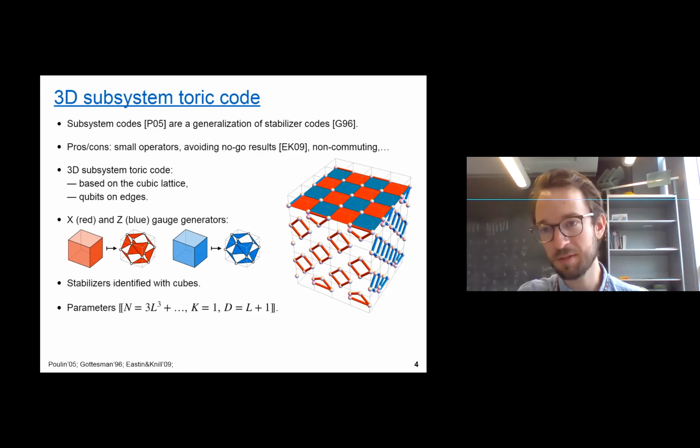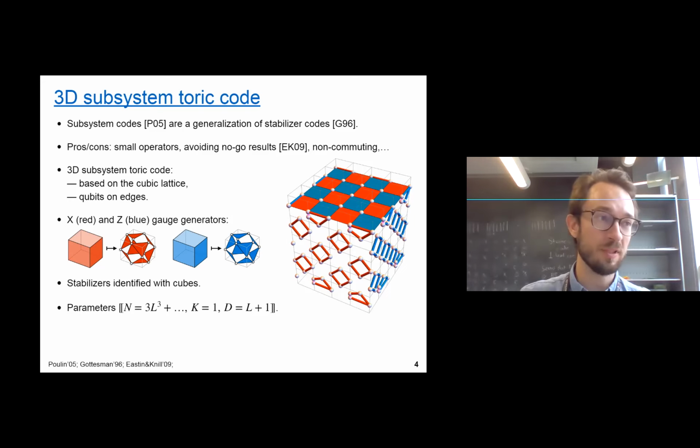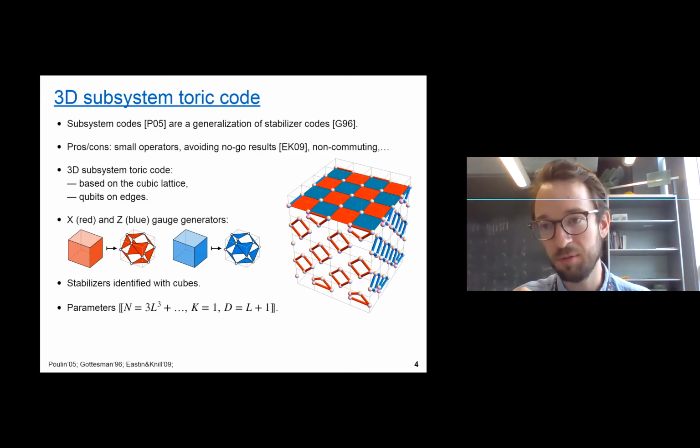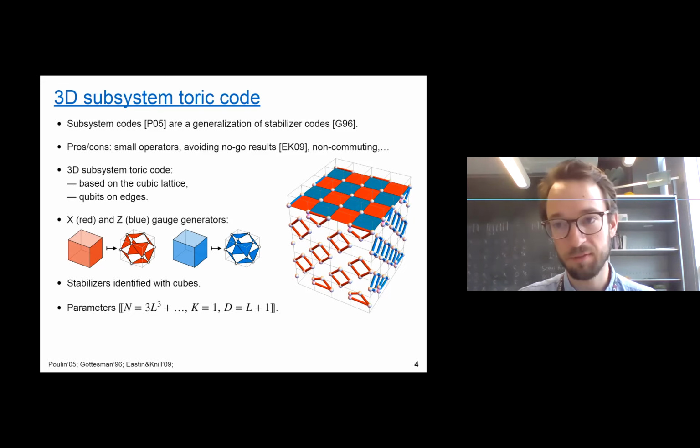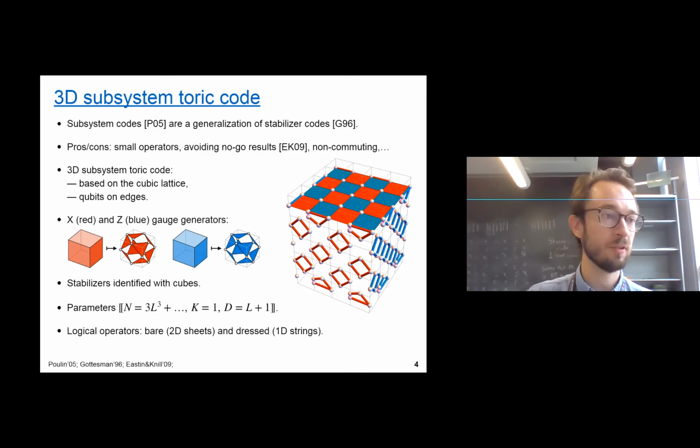So you have these two distances. The bare logical operators are the ones that commute with the gauge group, and these are sheet-like objects, so you can select them on this boundary, for example, or this boundary. But then you're allowed to multiply your bare logical operators by gauge operators to reduce their weight, because that still has the same action on the logical subspace. If you do that, you can reduce them down to line-like, string-like operators. So, for example, it would run like this across, and that's where the D is coming from. That's talking about the dressed distance.